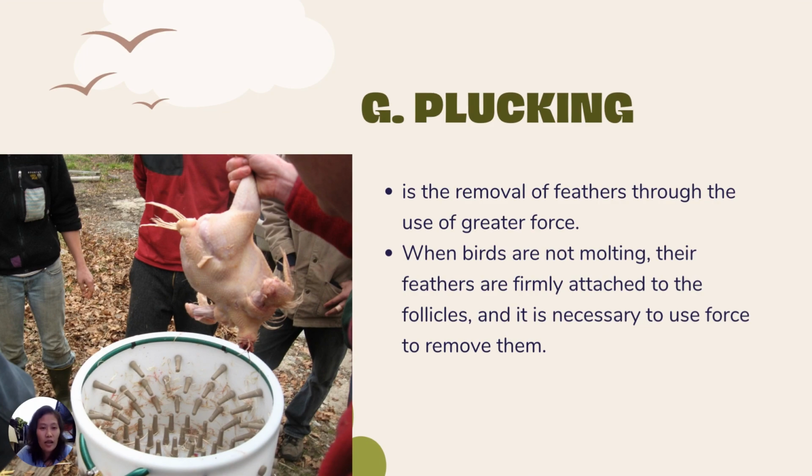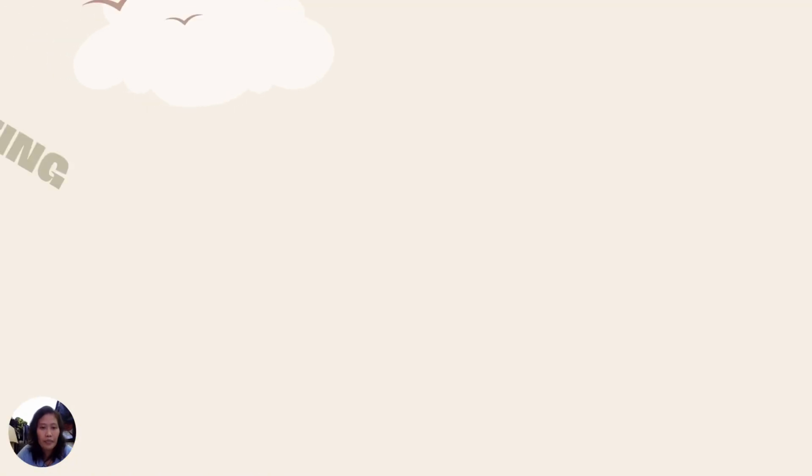Next is the plucking. What is plucking? It is the removal of feathers through the use of greater force. So when the bird is not molting, their feathers are firmly attached to the follicles, and it is necessary to use force to remove them.